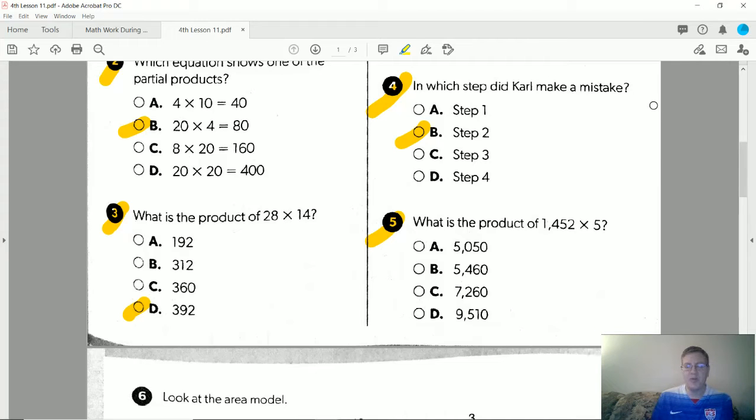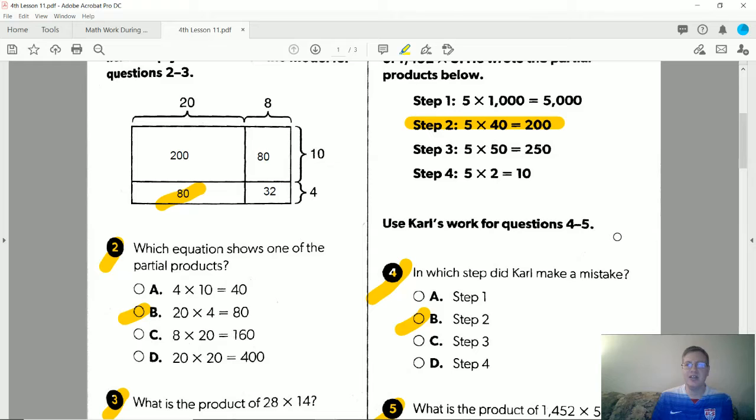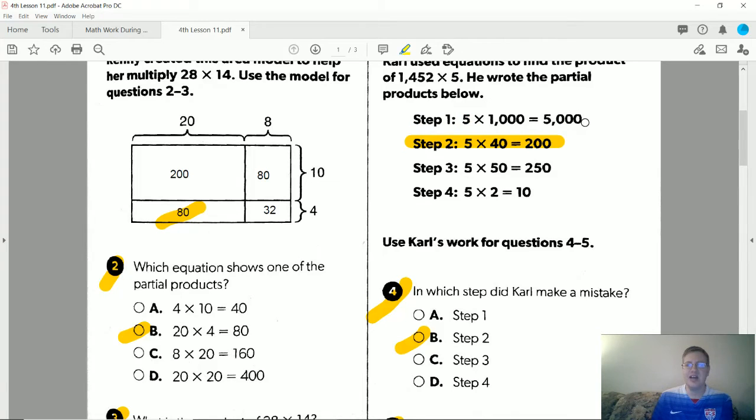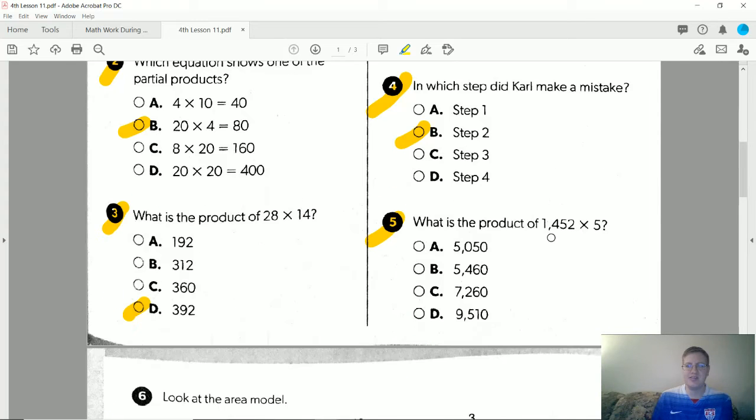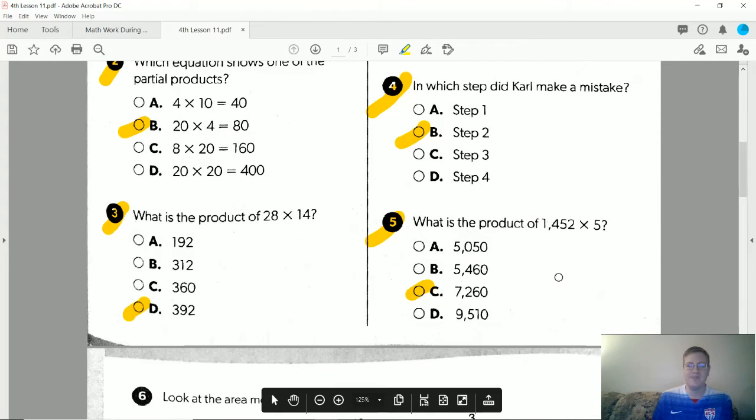Number 5, what is the product? So I can go back up here and take a look at this. So I have 5,000. This one should be 2,000. So that'd be 5,000 plus 2,000, which is 7,000. 7,250, 7,260, and that would match with letter C.